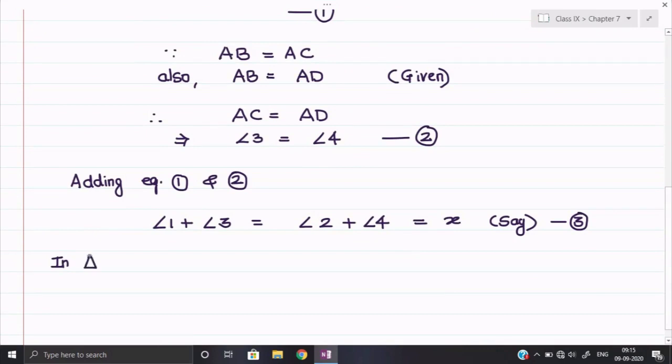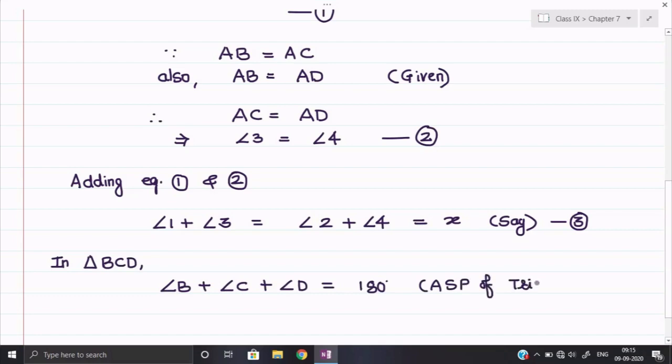In triangle BCD, I can say angle B plus angle C plus angle D will be equal to 180 degrees. How can we say that? That is with the help of the angle sum property of a triangle. Okay, if you want to mention the angle sum property of a triangle, that will be more relevant.